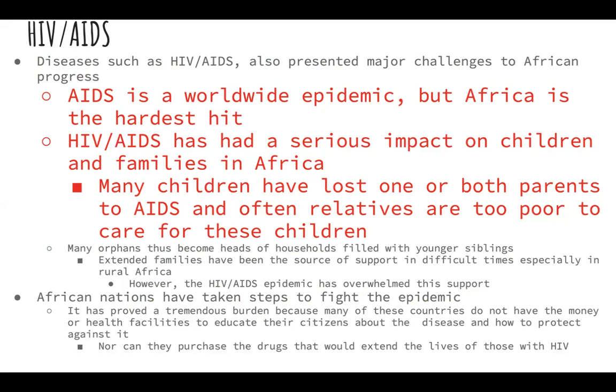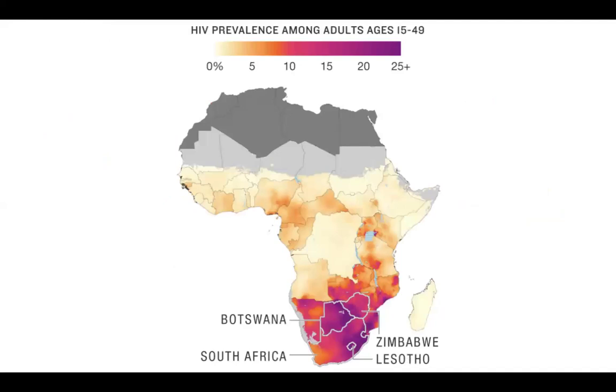Extended families have been the source of support in difficult times, especially in rural Africa. However, the HIV/AIDS epidemic has overwhelmed this support. African nations have taken steps to fight the epidemic. It has proved a tremendous burden because many of these countries do not have the money or health facilities to educate their citizens about the disease or how to protect against it. Nor can they purchase the drugs that would extend the lives of those with HIV.